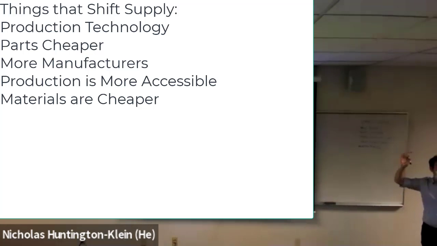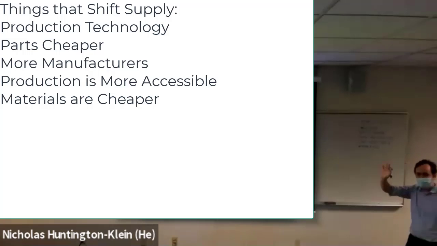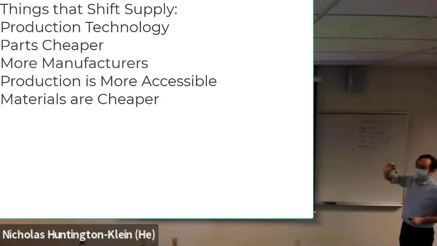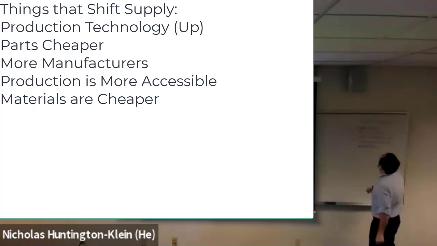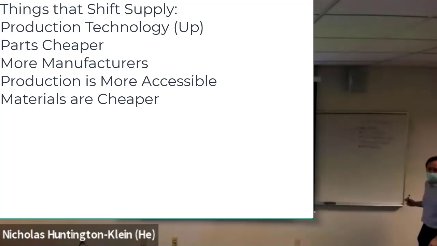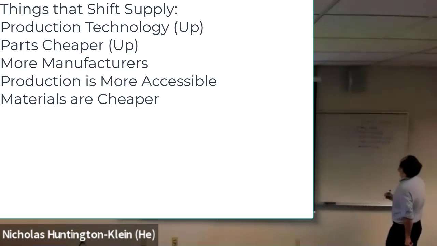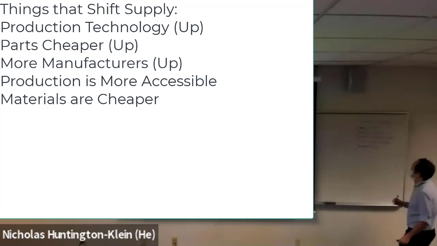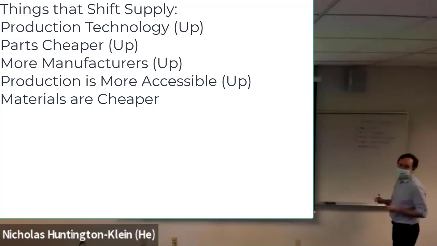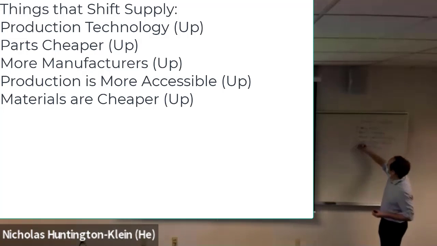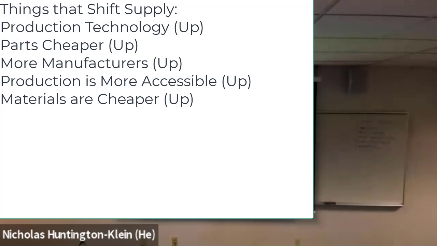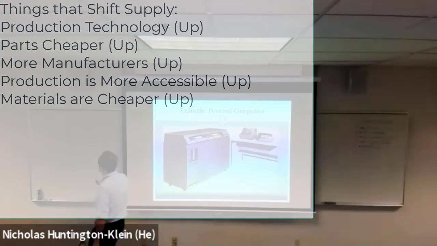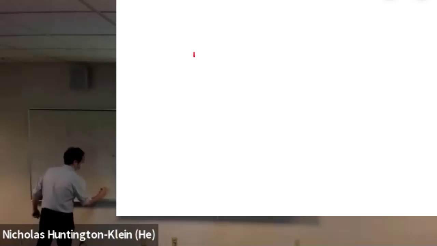So production technologies improved. Is that going to be an increase in supply or decrease? Increase. How about parts getting cheaper? Increase. More manufacturers? Increase. More accessible to join the market? Increase. And the materials cheaper? Increase. So there's a pretty clear picture going on here. We would expect that over the past 70 years, there's been a supply increase in computers.